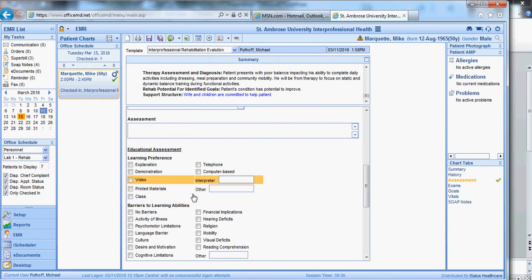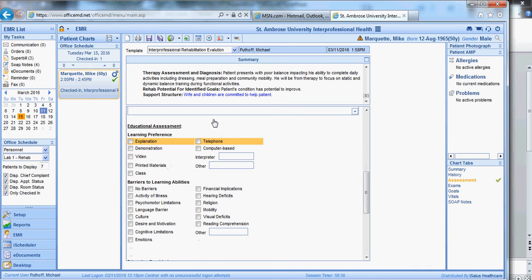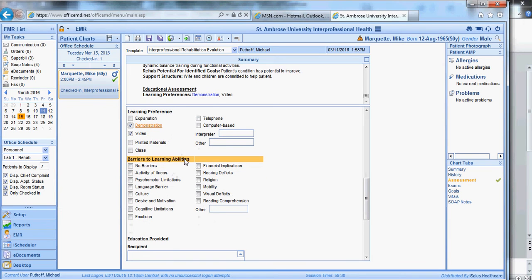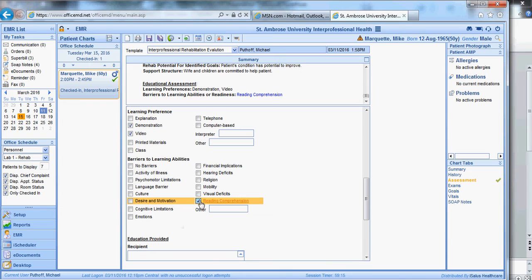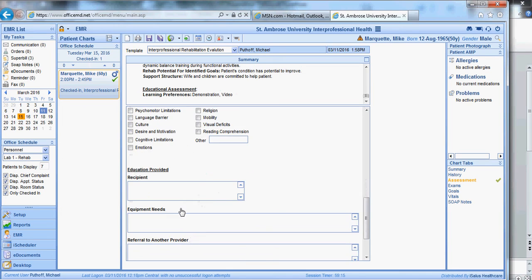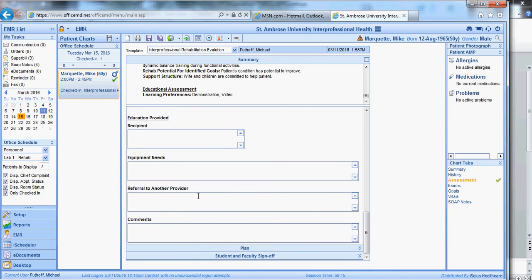Learning assessment, if there's things that we want to say what his learning preferences are. If he tells you, you know what, I have a really hard time reading because of my dyslexia, and he wants a video and he wants demonstration, that's good to know, to document that. And barriers, it might be again, if he has reading comprehension or reading abilities issues, we might document something like that. If we provide education, we can do that there.